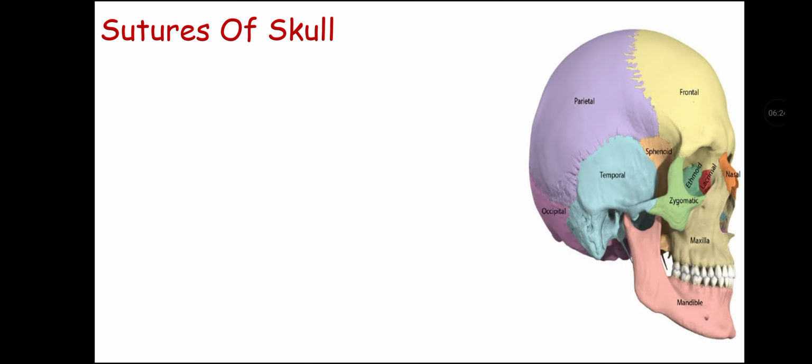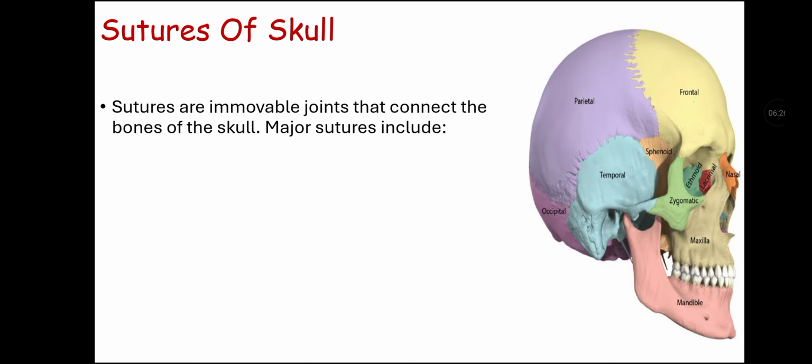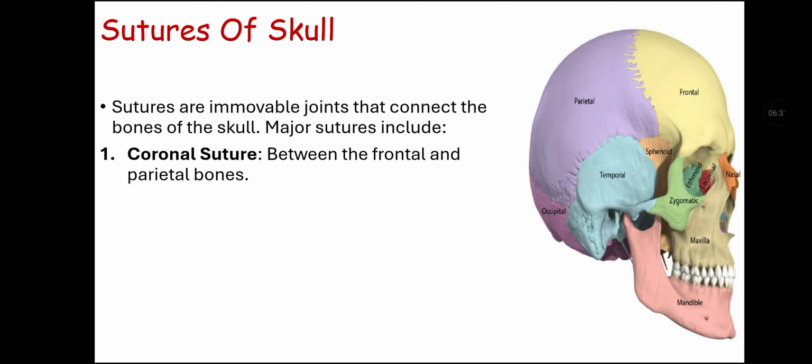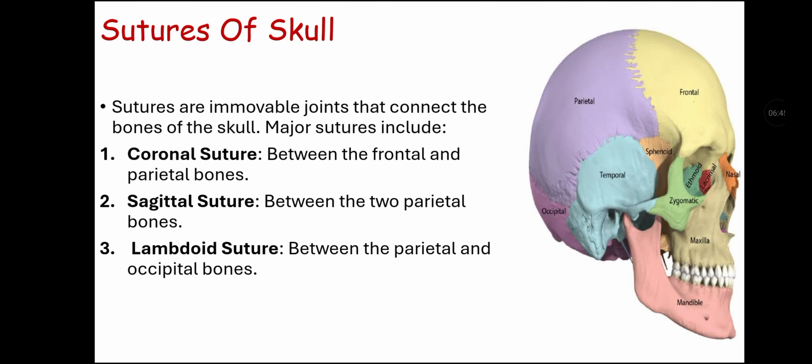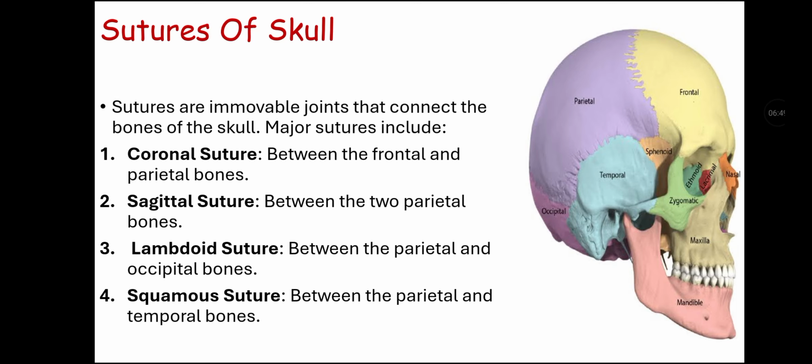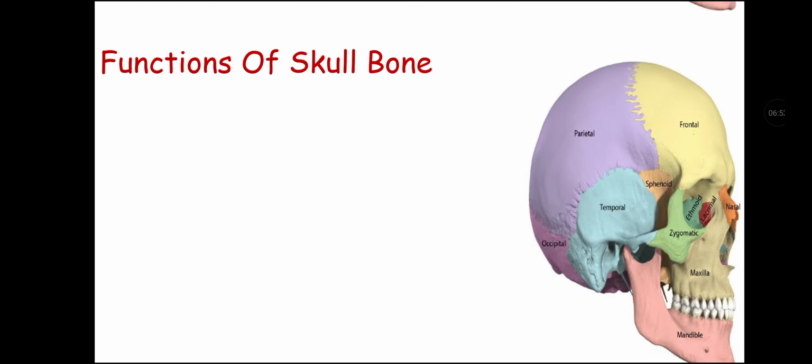Now let's talk about sutures of the skull. Sutures are immovable joints that connect bones of the skull. Major sutures include the coronal suture, that is between the frontal bone and parietal bone. As you can see here in the diagram, the suture between the frontal bone and parietal bone is called the coronal suture. Next is the sagittal suture, that is between the two parietal bones. Next is the lambdoid suture, that is between the parietal bone and occipital bone. Next is the squamous suture, that is between the parietal bone and temporal bone.